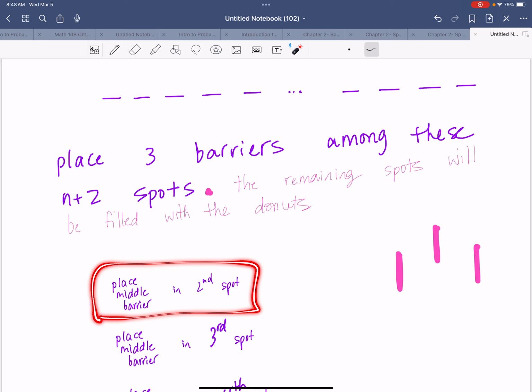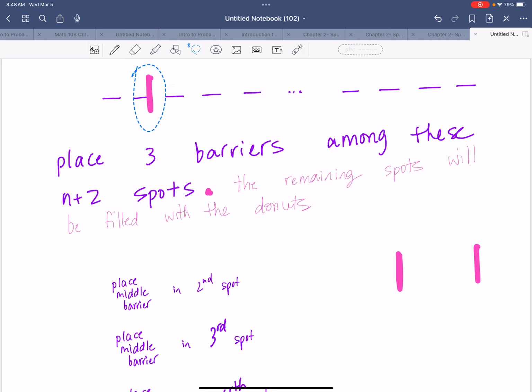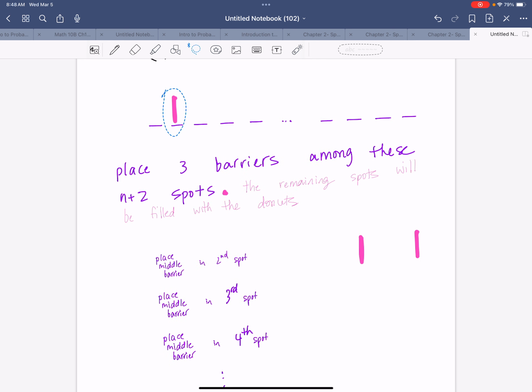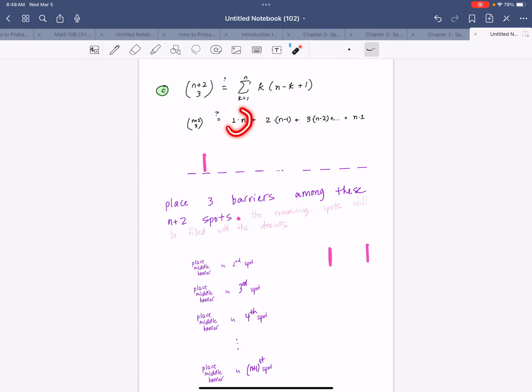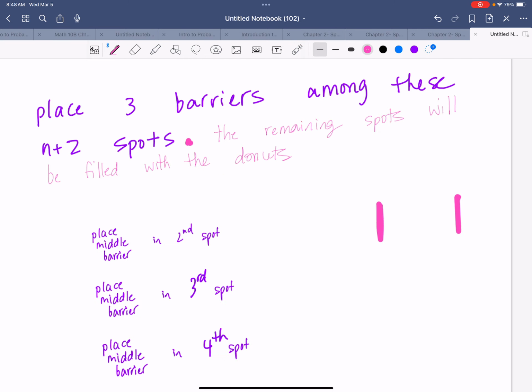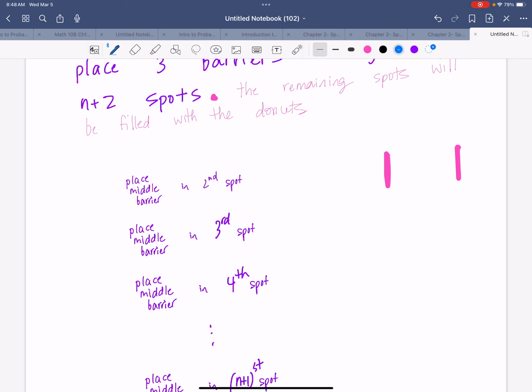How many different ways are there to place the middle barrier in the second spot? Well, it's the middle barrier, so I have one option for where to put the first barrier, and I have n options for where to put the second barrier, or the last barrier. So I have 1 times n different ways to do this.